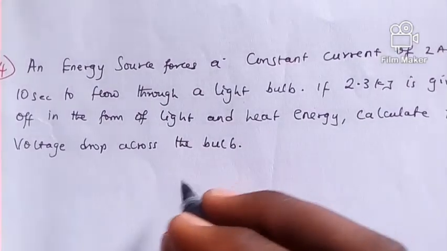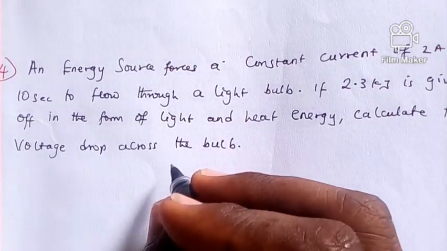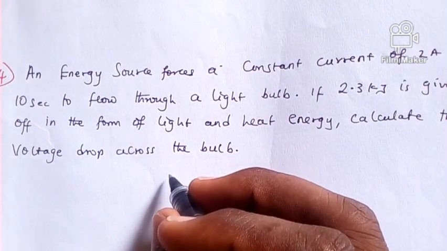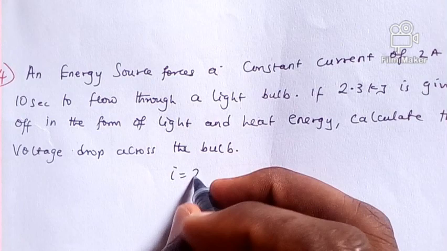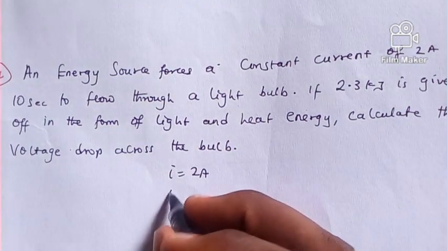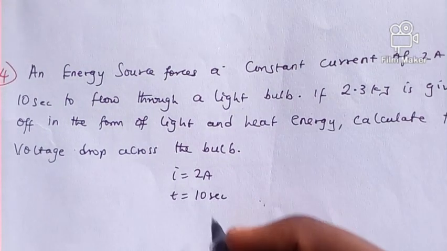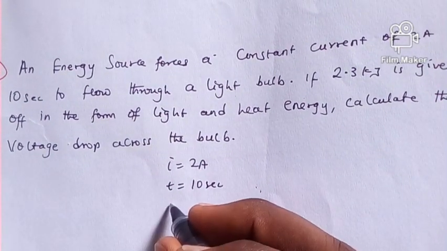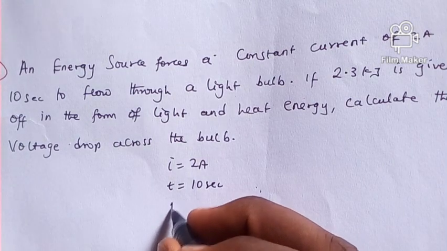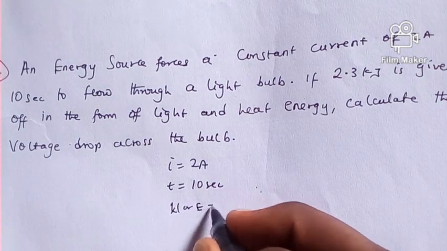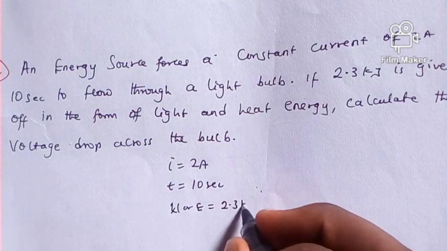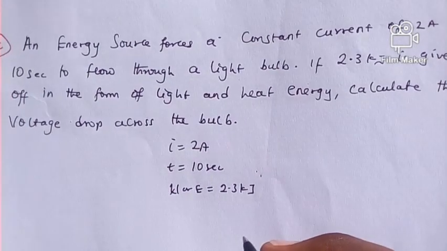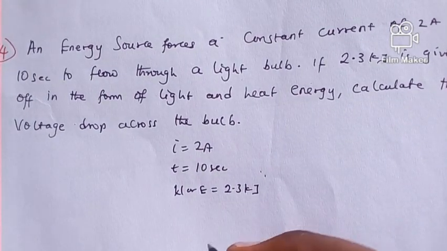Now let's put down the parameters. When the problem becomes a little bit complex, it's good to write down the parameters. We are told that an energy source forces a current, so the current I is 2 ampere for 10 seconds. Time is 10 seconds, to flow through a light bulb. Now, the energy or work given off is 2.3 kilojoule in the form of light and heat energy. Calculate the voltage drop across the bulb. So we are looking for the voltage.